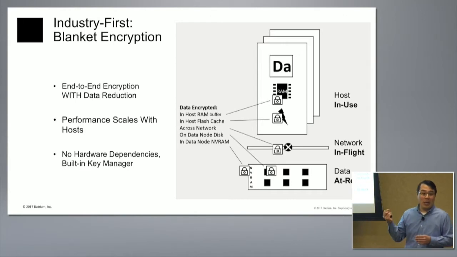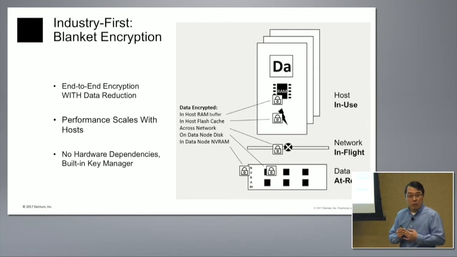That's why we came up with the Datrium Blanket Encryption. It's kind of a new approach, the fourth approach to encrypting data, designed to overcome all the issues I just discussed. With Datrium Blanket Encryption, you get end-to-end encryption with data reduction. End-to-end in the sense that once data enters the Datrium software, it is encrypted, and from then on, it stays encrypted within the DVX. And you still get data reduction with it.